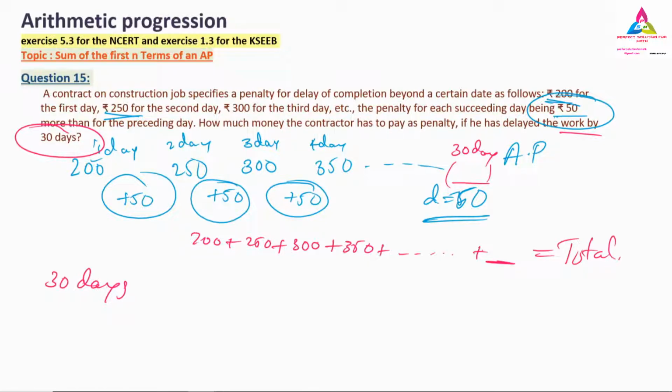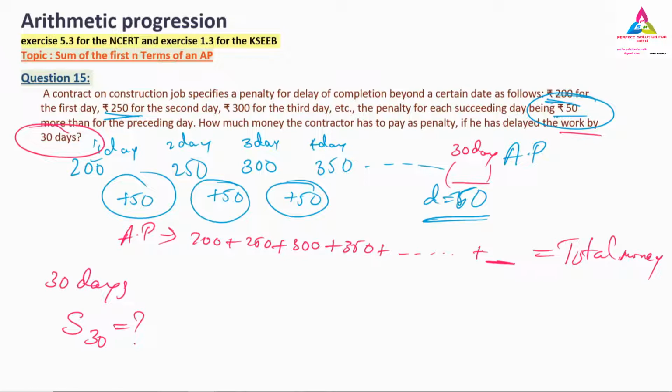So what will the total money be over here? It is nothing but, as I have already told, it is in AP. So it is nothing but S30 we have to find, meaning the sum of the 30 days' penalty money. So this is the introduction for the question.